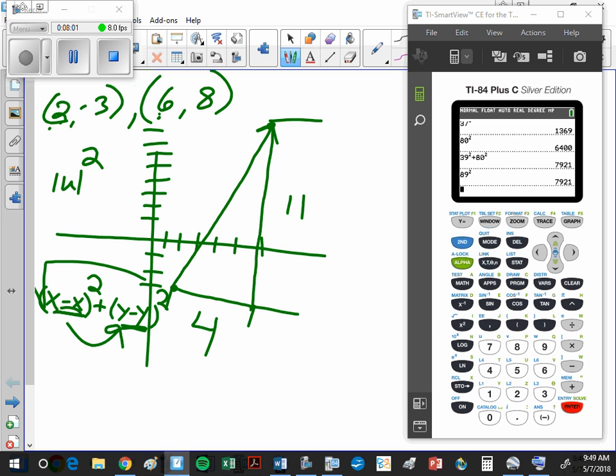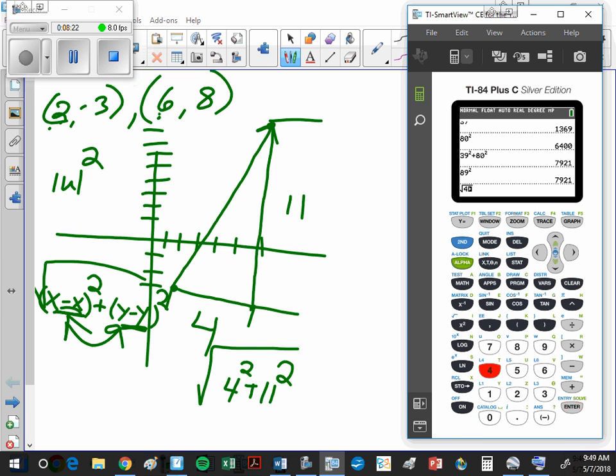Does the order of the x and y matter? No. So you can't really screw this up. It's just x minus x squared plus y minus y squared, and then you take the square root. So I want the square root of 4 squared plus 11 squared. And that will tell me the magnitude squared. So I raise that to the 1/2.